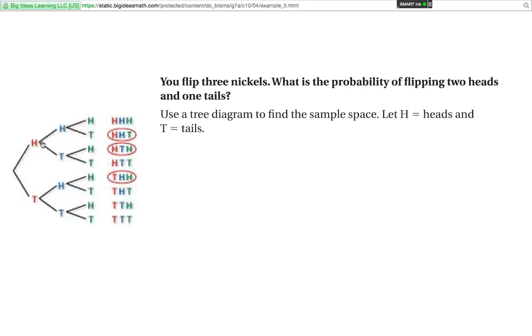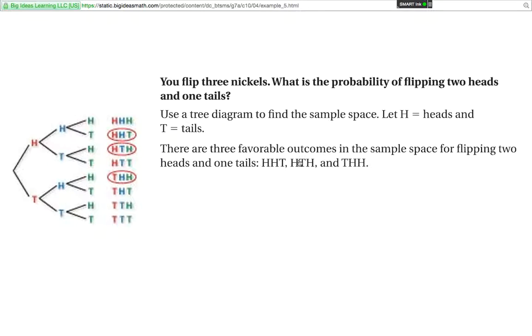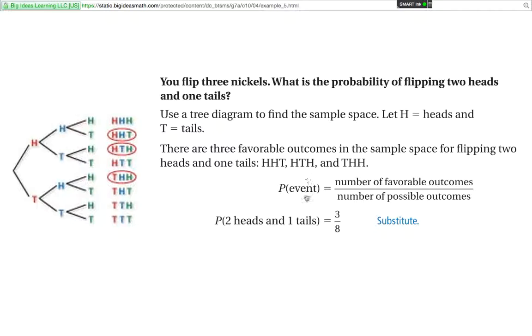So here are the outcomes. If you follow on the tree diagram, this one's heads, heads, heads, heads, heads, tails, and so on. You'll notice that we have 3 possible scenarios where we can have a favorable outcome of 2 heads and 1 tails, and there's a total of 8. So we end up seeing that 3 out of 8.